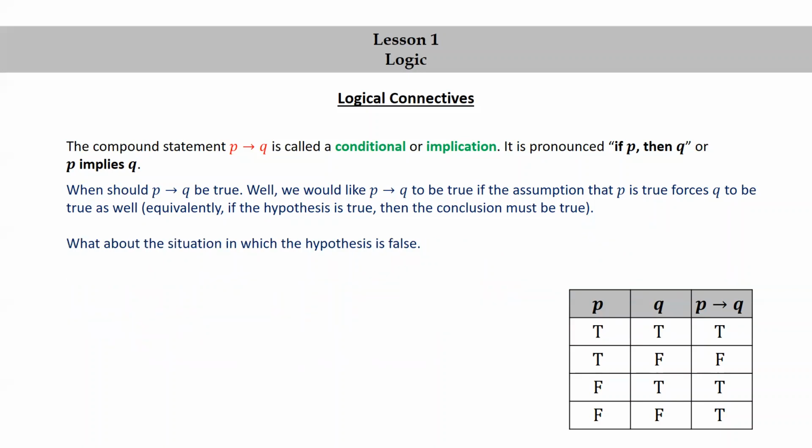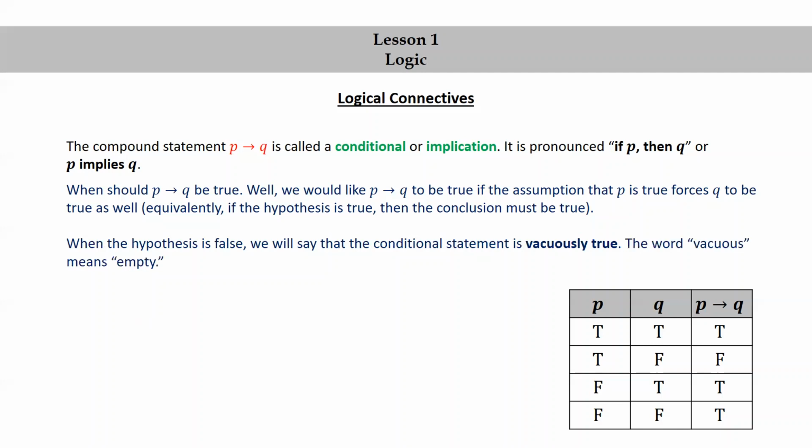What about the situation in which the hypothesis is false? In this case, we don't really care what the conclusion is. The conditional is true either way. When the hypothesis is false, we will say that the conditional statement is vacuously true. The word vacuous means empty. The idea is that something that is vacuously true is true for a very silly reason.